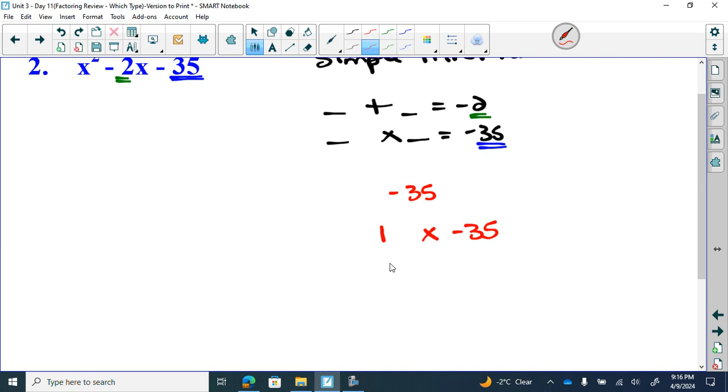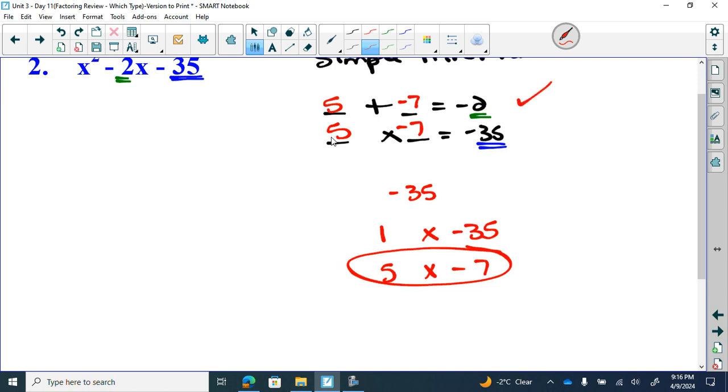All right? The only other numbers that multiply to give 35, or negative 35, would be 5 times negative 7. So when I inspect these numbers, it's these guys that would satisfy both of these constraints. 5 plus -7 is -2. 5 times -7 is -35.